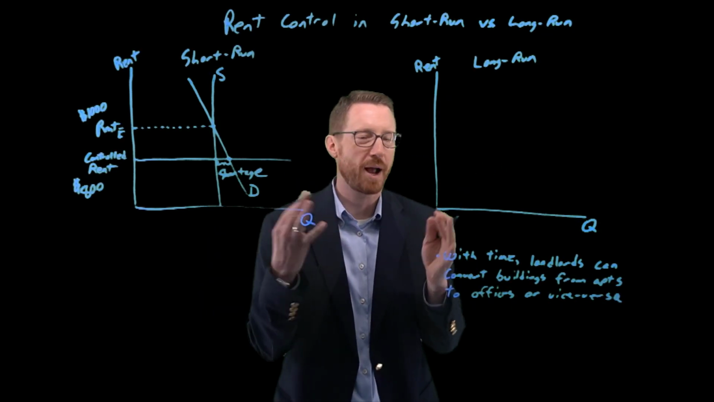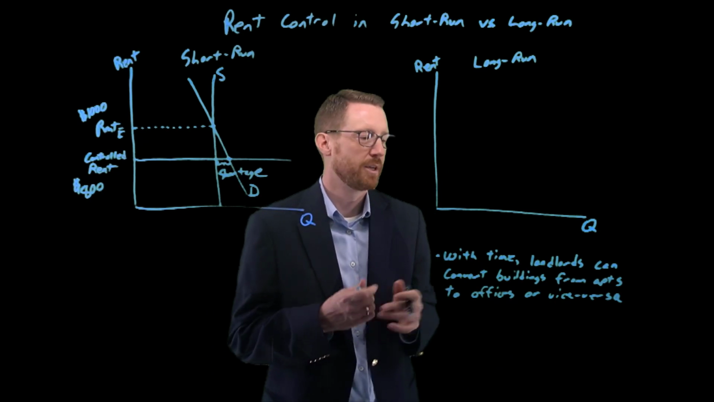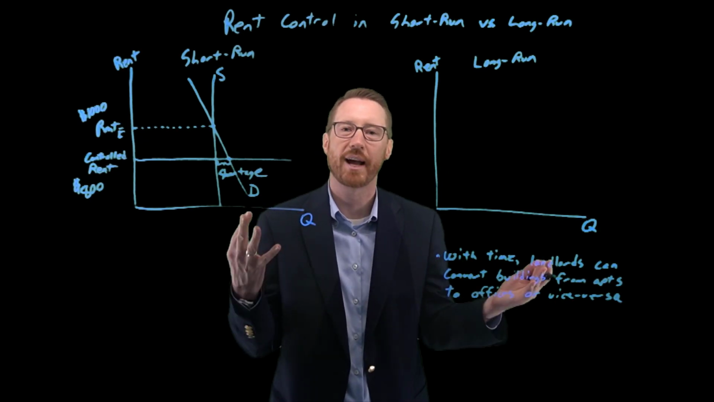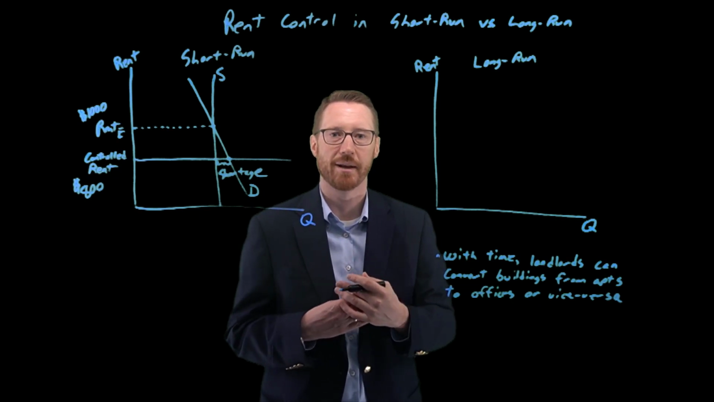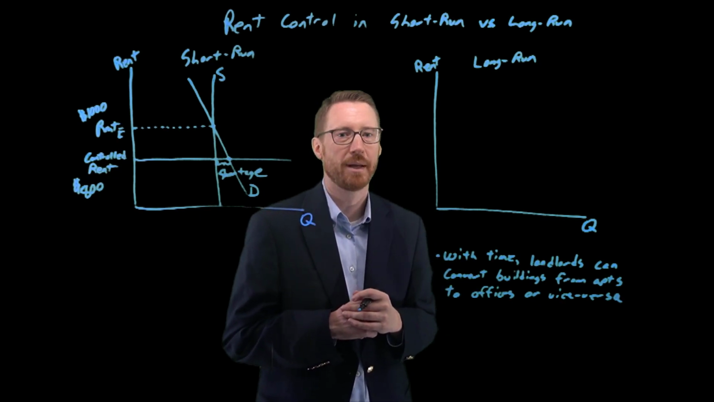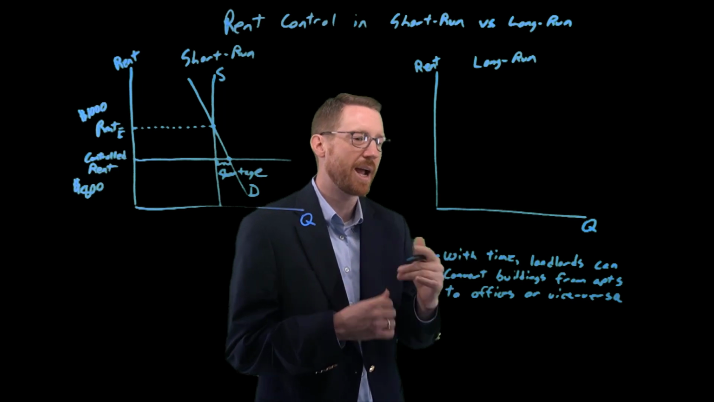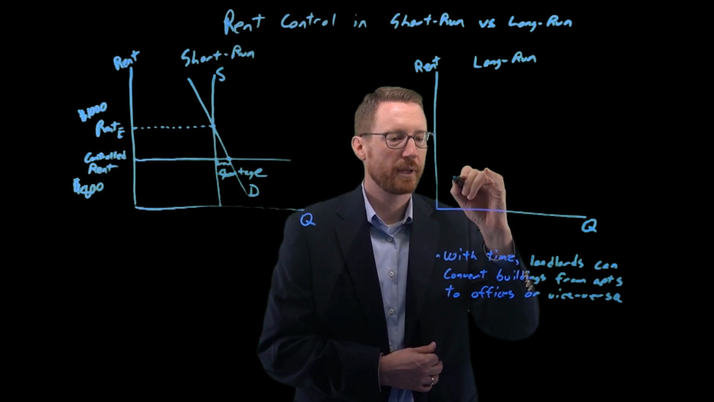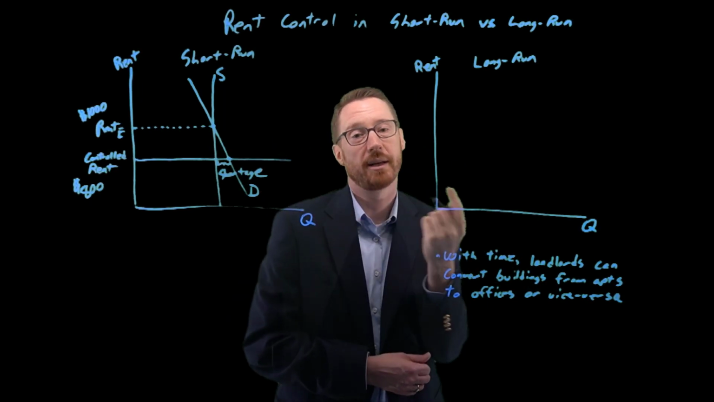Right, they can take their properties and do other things with them. Shoot, maybe some of them just decide they're not going to rent it, they're going to live in the thing instead. But all of this takes time. So that means with time, our supply curve is much more upward sloping than in the short run.